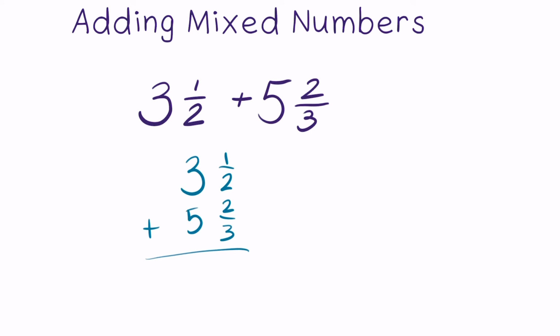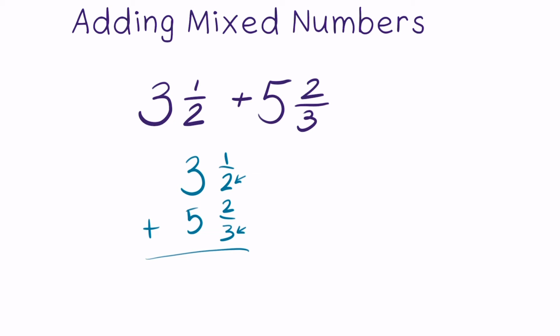In this case, these two fractions do not have a common denominator. They have unlike denominators. 3 1/2 has a denominator of 2, and 5 2/3 has a denominator of 3. You can't add fractions that have unlike denominators. You have to find the least common multiple of those two numbers, and then convert the fractions to equivalent fractions that represent a like denominator.